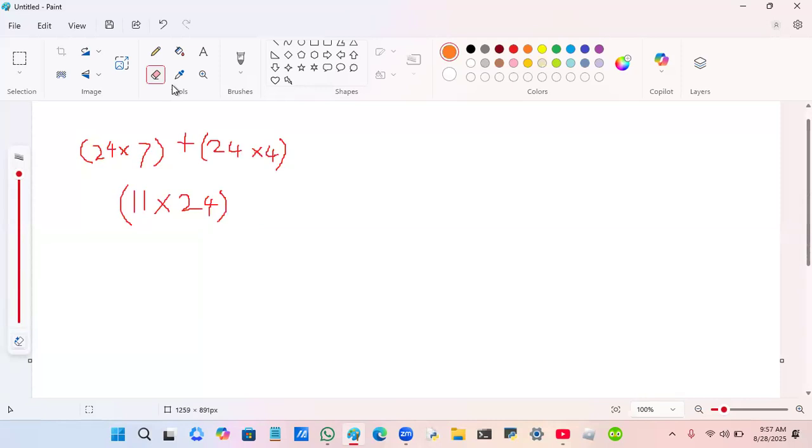Anytime you're multiplying something by 11, separate the digits of that thing. Then add the two of them together and put the answer in the middle. So 2 plus 4 is what? 2 plus 4 is 6. So the answer is 264.